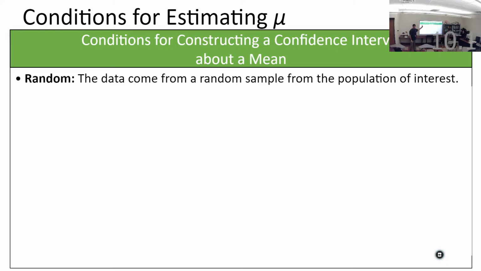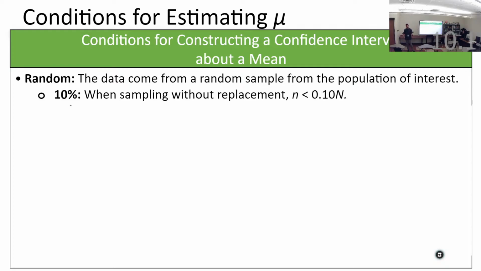Random is not different. It's got to be a random sample. It's got to be representative of the population. We're still going to do 10% unless it's volunteers and we're using an experiment. It's the large counts or the normal condition that changes. But now, guys, you're kind of lucky because the large counts has changed for all of them.